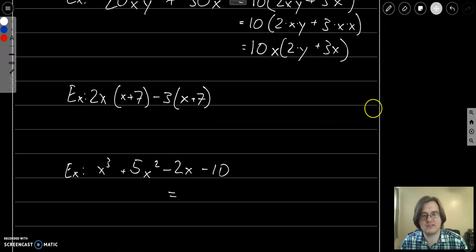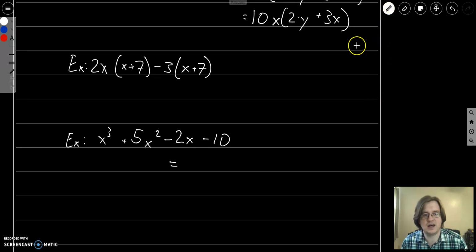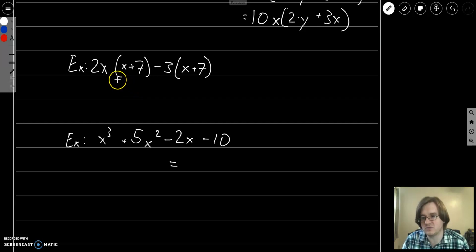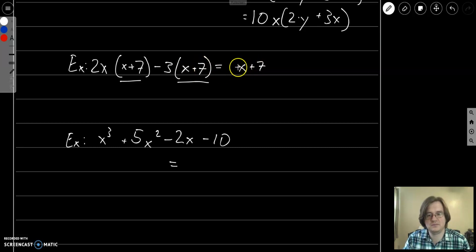Note that factors don't have to be just single numbers or single letters. So for instance here, it's already obvious what one of the factors will be. I have 2x times x plus 7 minus 3 times x plus 7. Well, the x plus 7 shows up as a factor of both terms in here. So I can pull the x plus 7 out. And what I'm left with, I have a 2x from the first term and a minus 3 from the second. And that's what's left over.